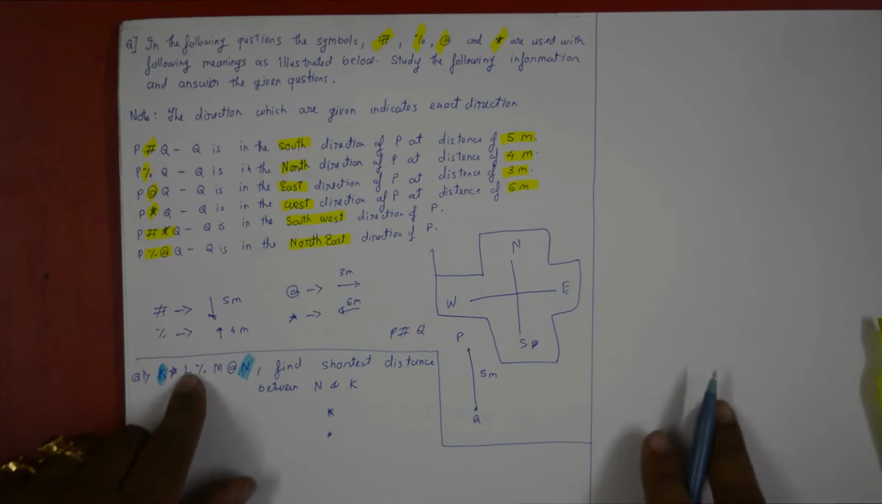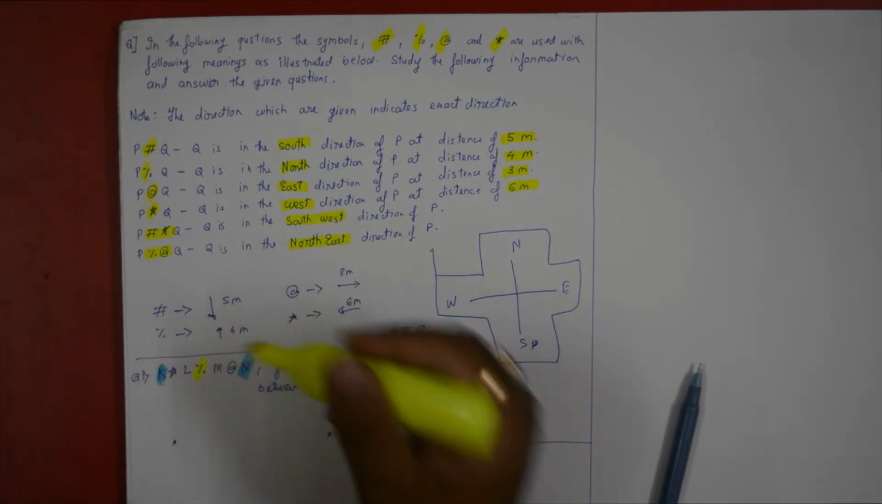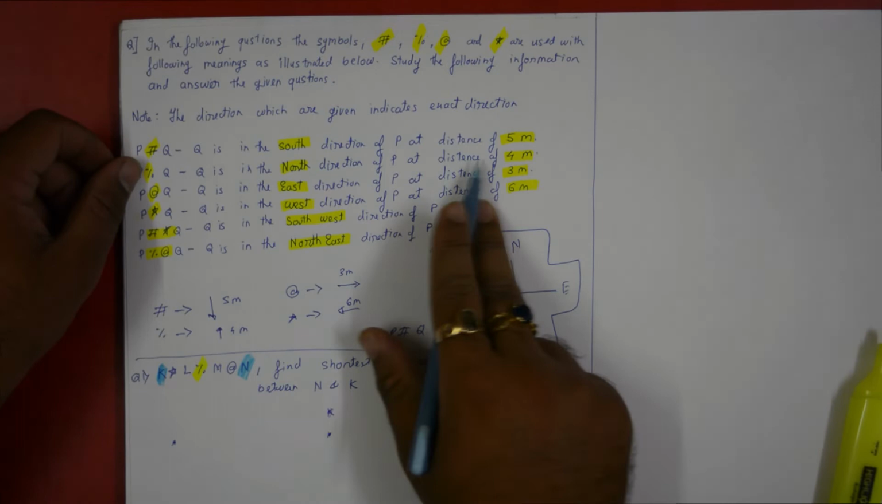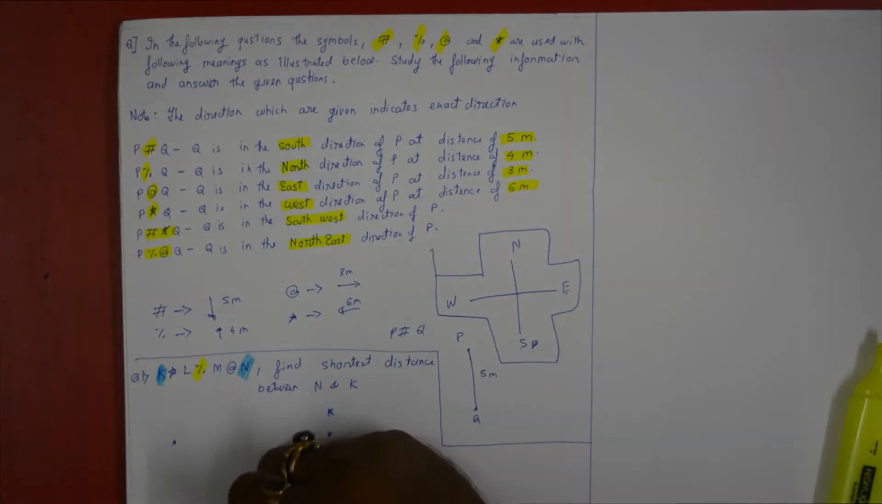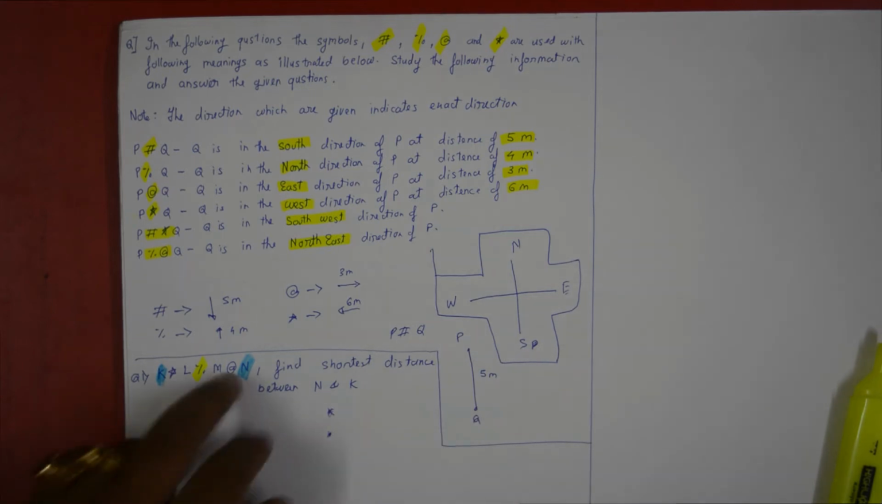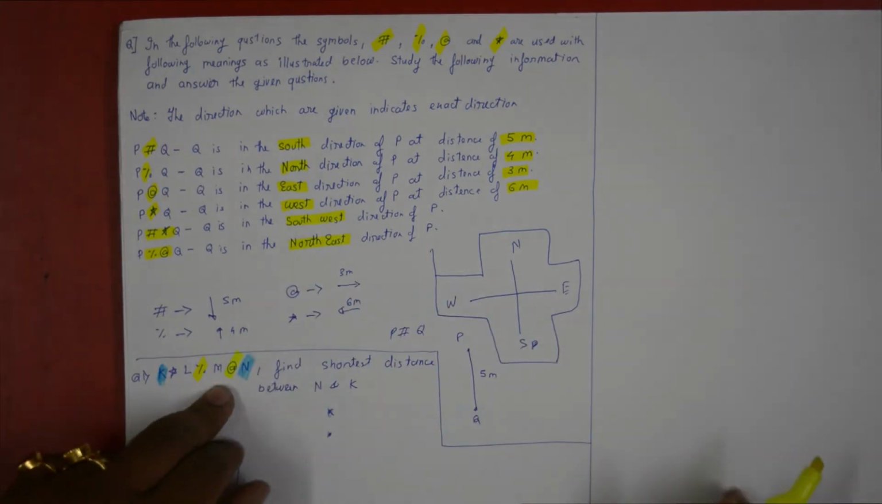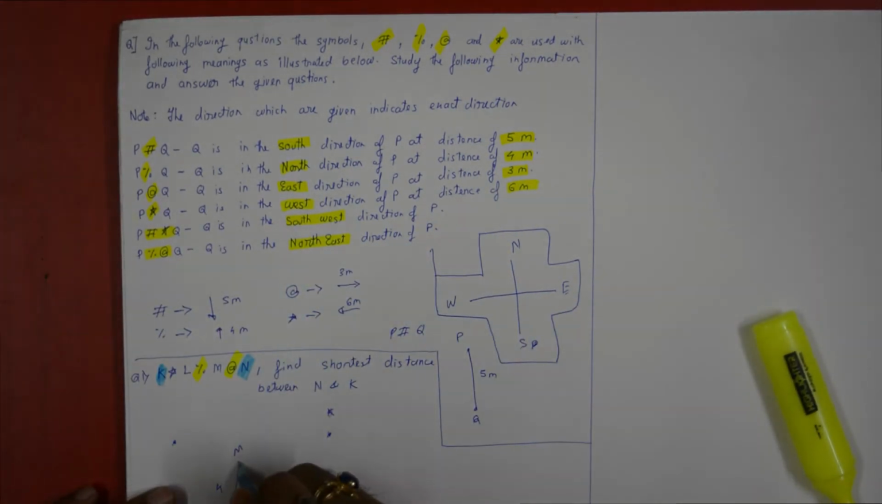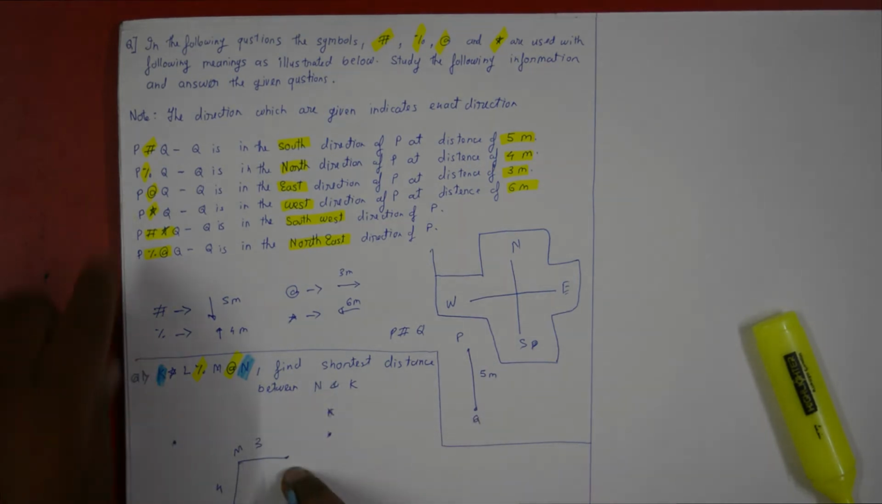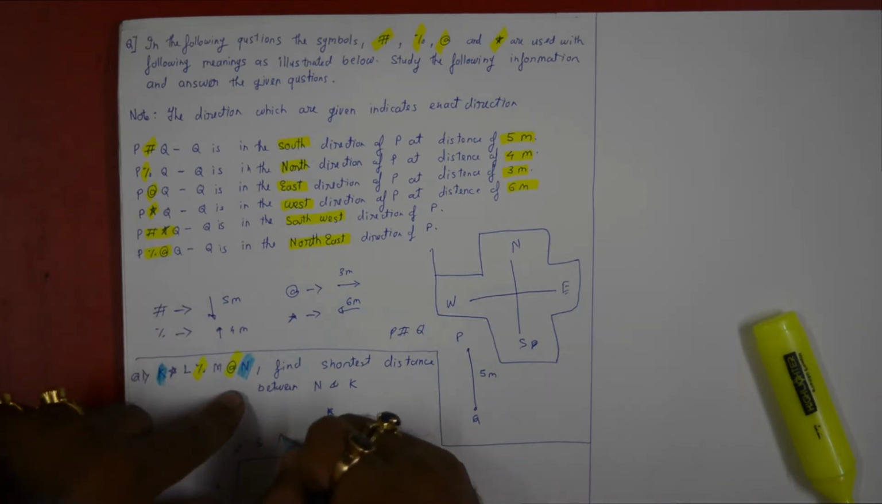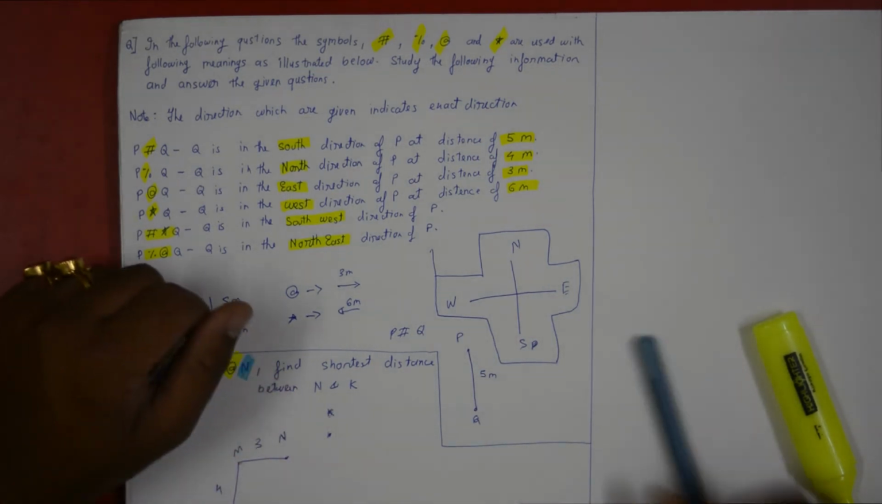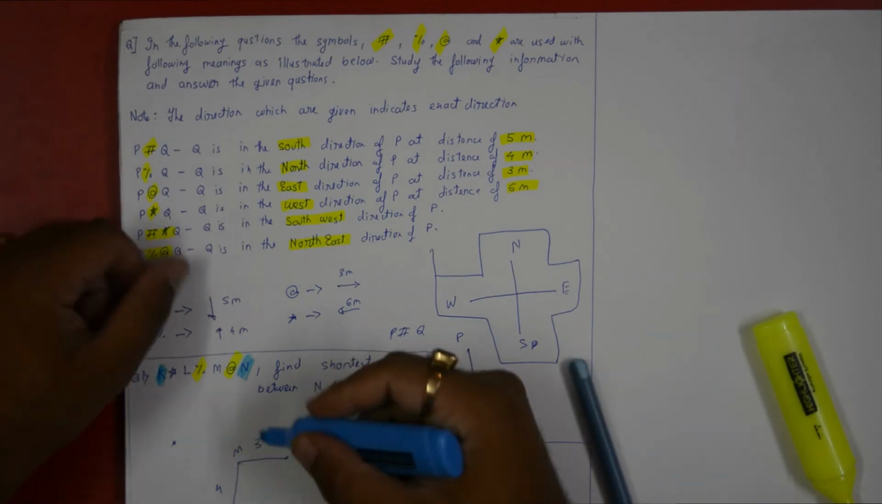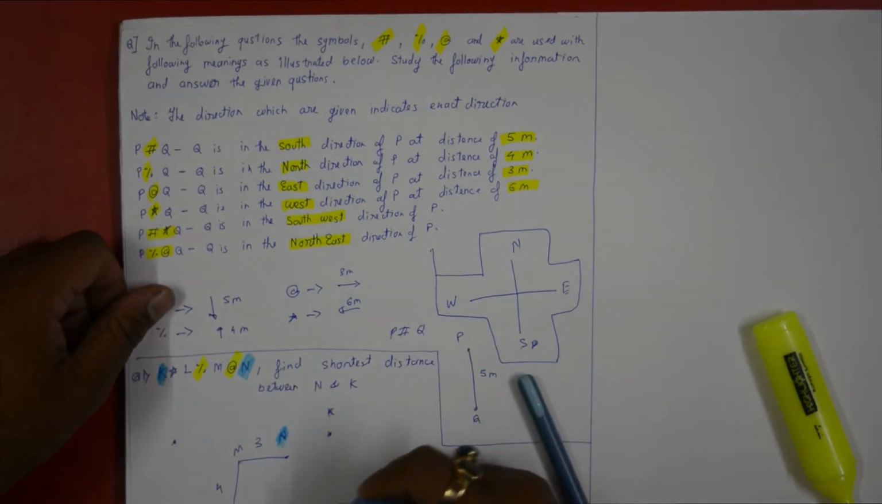Now what does it say? L percentage M. Percentage means north by 4 meters. So north by 4 meters, and we get our M. Now M at the rate N. At the rate is east, towards the right, 3 meters, and we get our point N. So we have got both our important points, which are N and K.